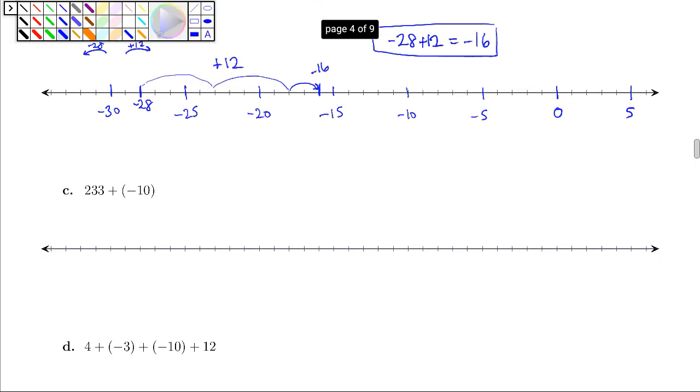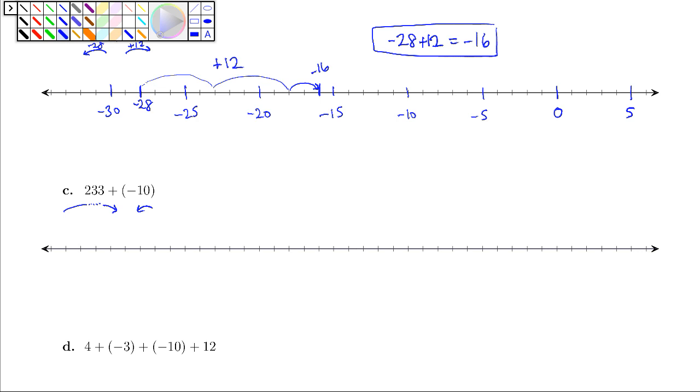Okay, 233 plus negative 10. Oh my gosh, what? Well, I clearly do not have 233 spaces on here. But I can say, in this particular example up here, I didn't necessarily need to have that 0. I decided to not draw that arc from 0 to negative 28 in this case. So I think I'm just going to do that here. So 233 is going to be way out to the right. And then negative 10 is going to go a little bit to the left.